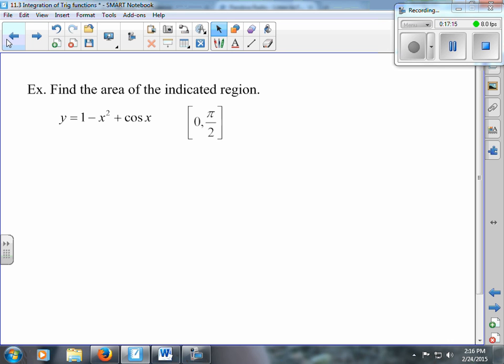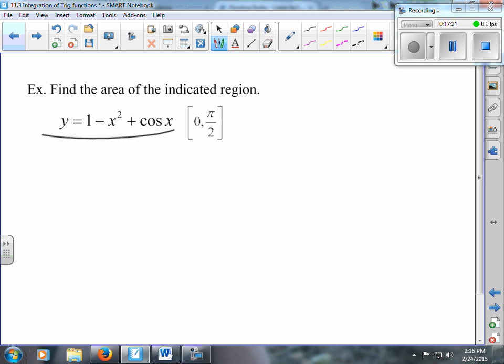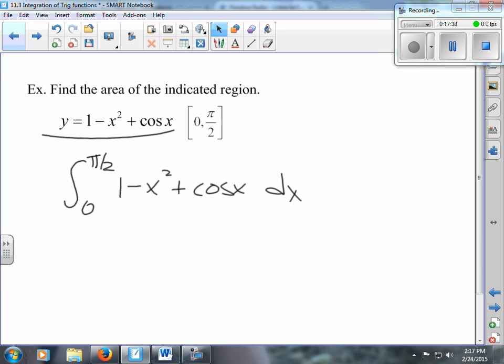Okay, I think this is the last example. Yes. Find the area of the indicated region. I want to find the area between 0 and pi halves under this curve. That means I just do the definite integral from 0 to pi halves of 1 minus x squared plus cosine of x dx. So you're just going to do the antiderivative of this, plug in pi halves and 0, and subtract. And you guessed it, this is what you are going to do on your own at home.